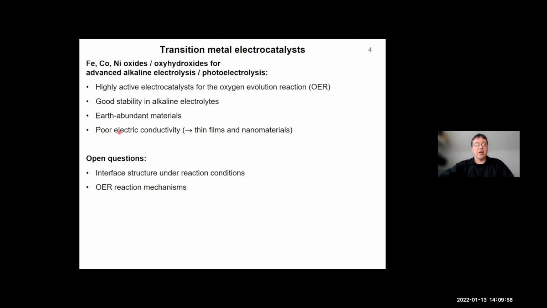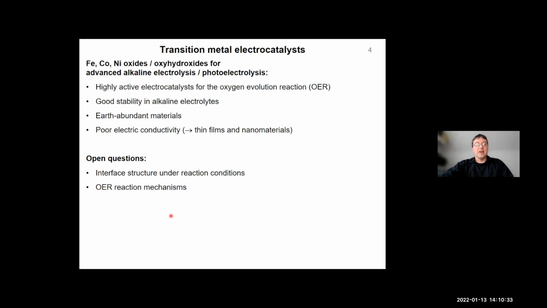Now the open questions here: the most important question is what actually is the interface structure of these oxides under reaction conditions. In most cases that's not really known. And because this interface structure is not known, you do not know exactly in detail how the catalytic reaction mechanisms run, because this also depends on the exact interface structure.